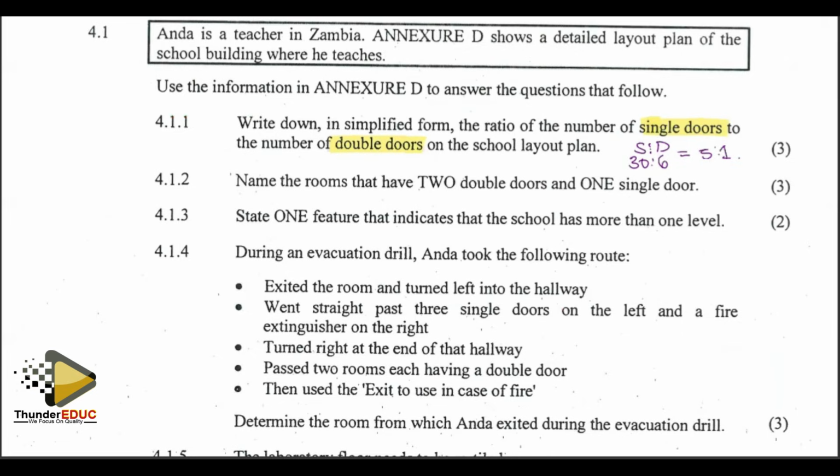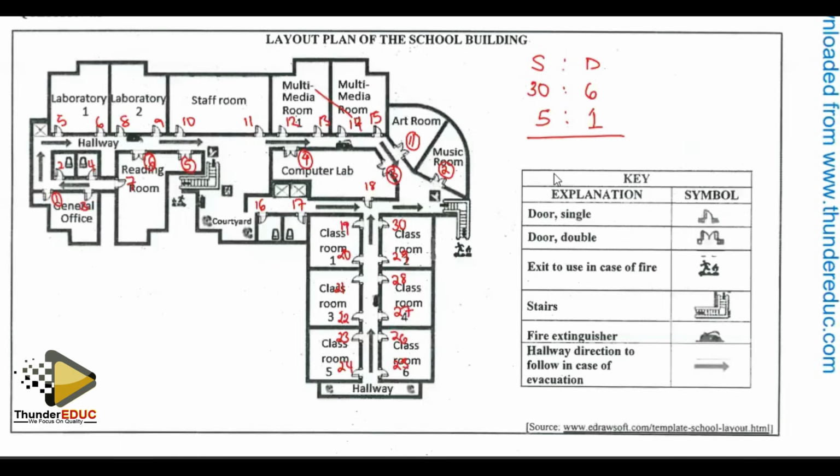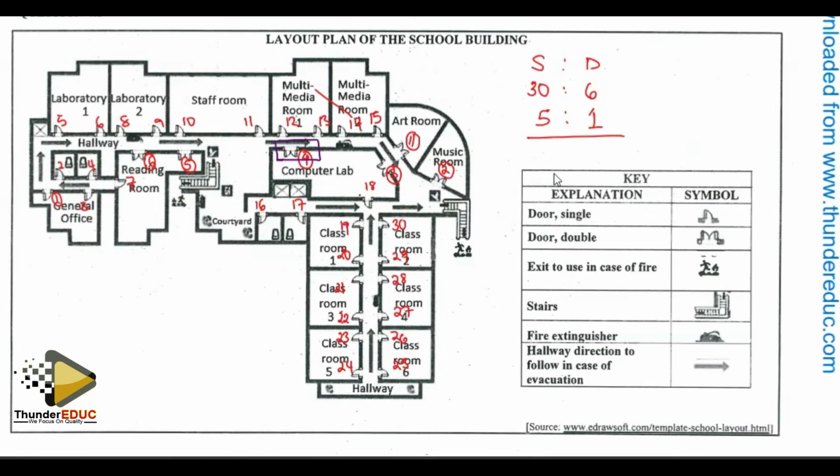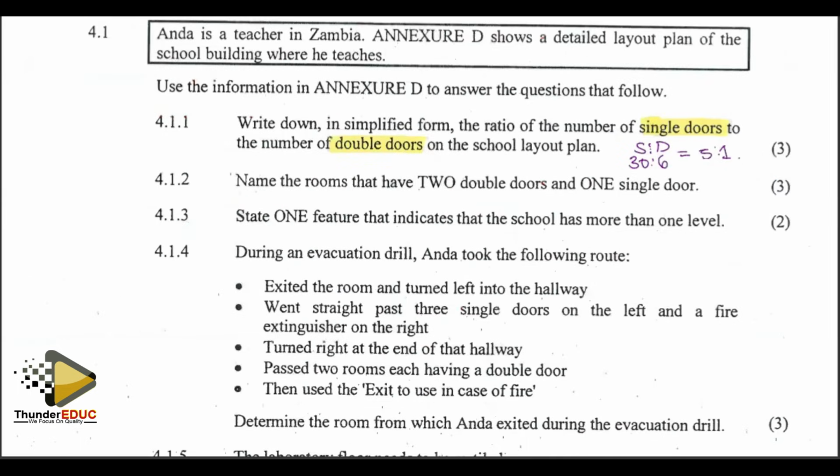Name the rooms that have 2 double doors and 1 single door. Let's look at the computer lab. It has this, it has this, and 1. So the computer lab qualifies: two double doors and a single door. Then we have the reading room. In the reading room there are 2 double doors and a single door. So there are 2 rooms: the computer lab and the reading room.